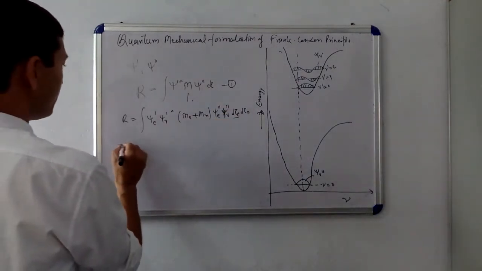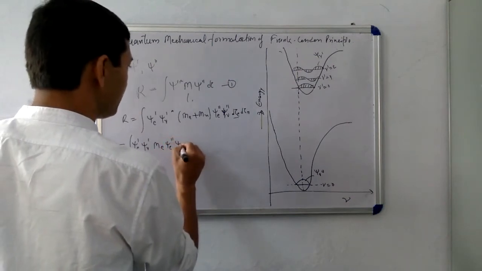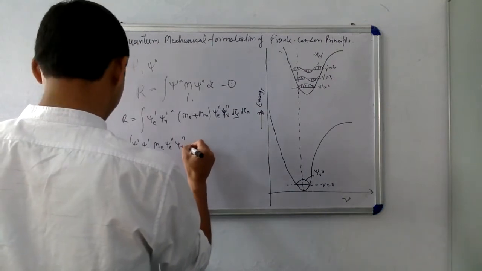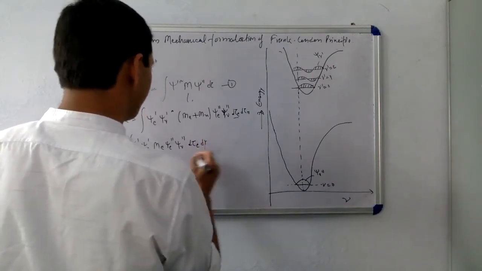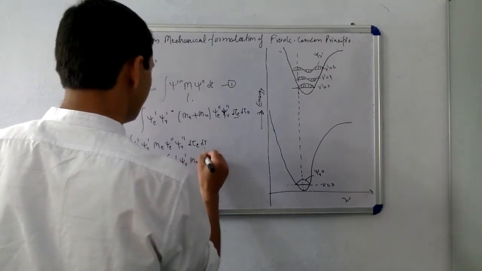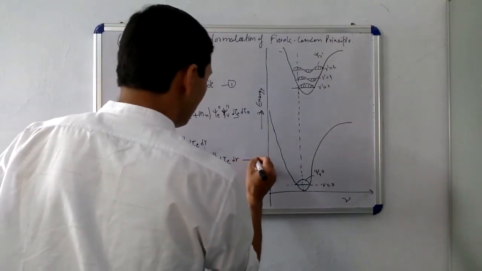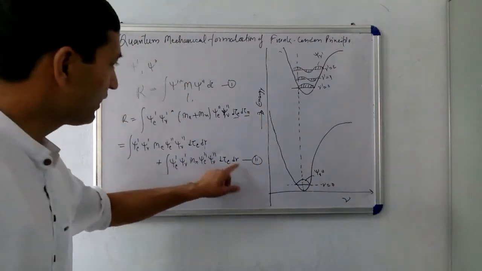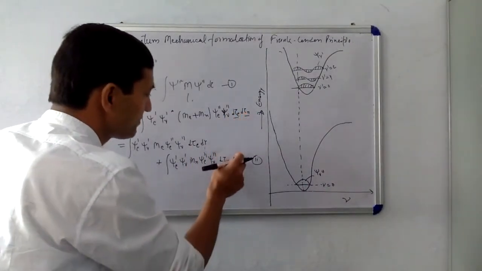So I can expand this: the integral of psi E prime and psi nu prime, M of E, psi E double prime and psi nu double prime, d tau E and dR, plus the integral of psi E prime and psi nu prime, M of N, psi E double prime and psi nu double prime, d tau E and dR. In place of d tau N, I'm writing dR, because the vibrational, that is the nuclear, wave function psi nu depends on the internuclear distance R only. So d tau N is replaced by dR.